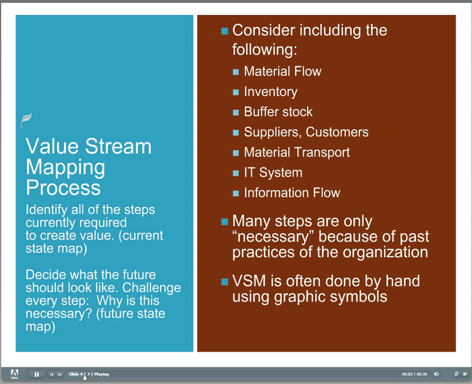In the current state map, we identify things like material flow, inventory, buffer stock, how we interrelate with customers and suppliers, things like lead times, information flow. We include material handling, information flow, and any other steps that are necessary to identify the value stream for the product, things that are being done, both of a value-added and non-value-added nature.